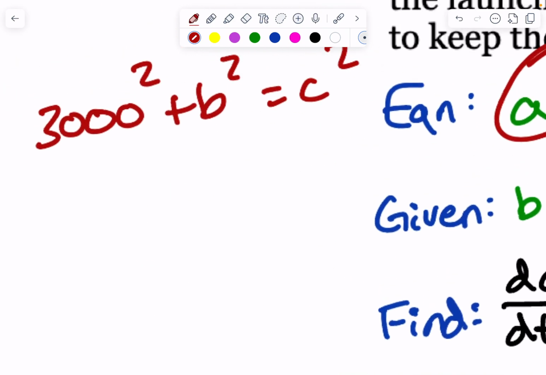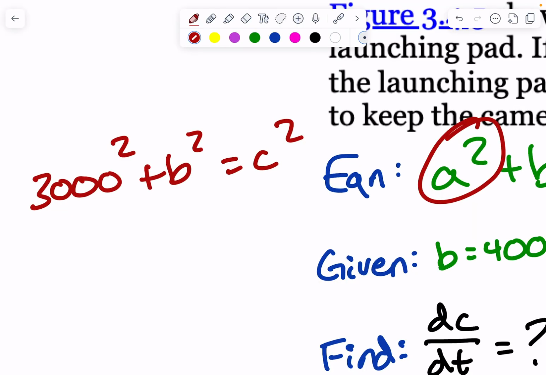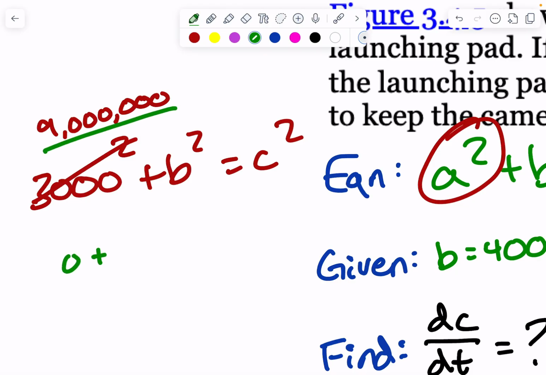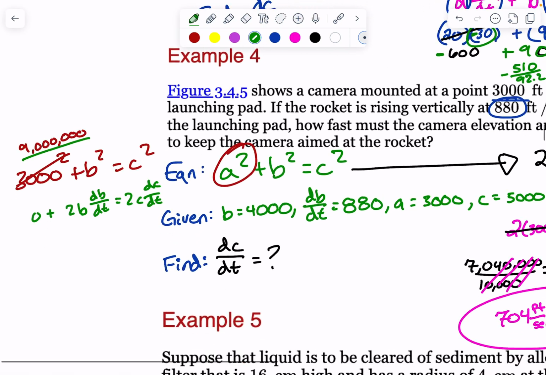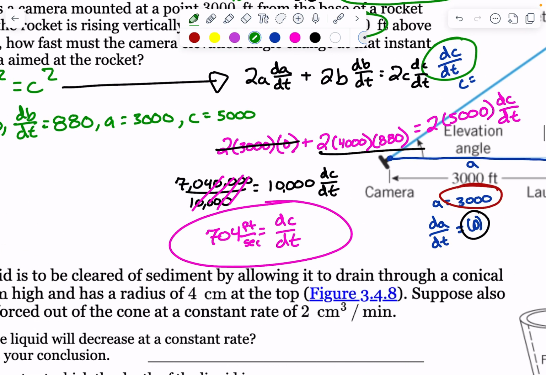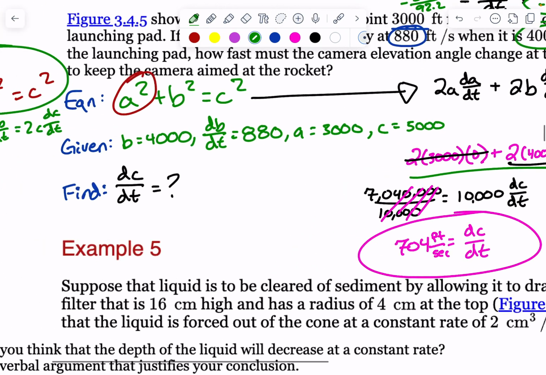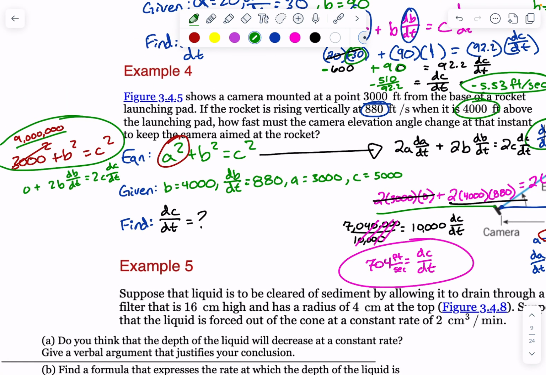I can plug 3,000 in for A to begin with because it's not going to change. I can plug that in before I take the derivative. But this is going to end up being like 9 million, plus B squared plus C squared. What's the derivative of 9 million? 0. And I could do it that way. Does that make sense? So regardless of whether I plug the 3,000 in first because it's not changing, or I take the derivative and plug in 0 for the change, either way I'm going to get the same answer. Got it? So you can look at it either way.